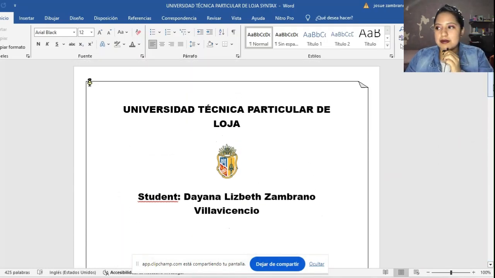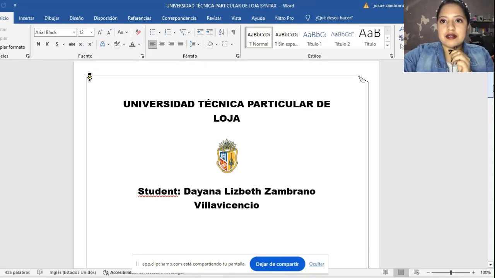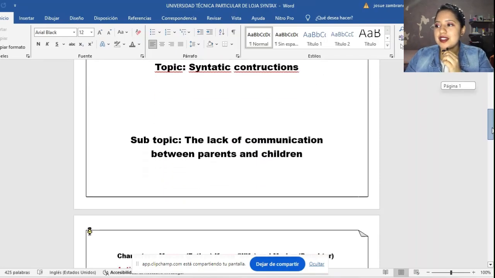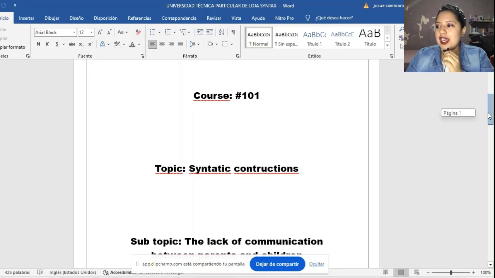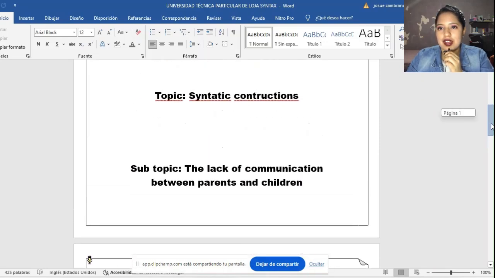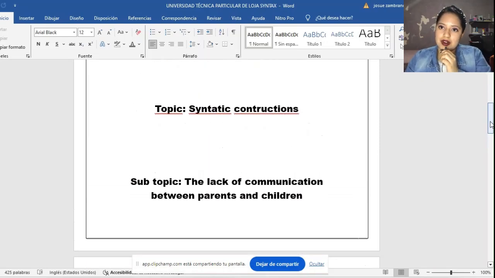So, dear teacher, this was my explanation about some syntactic structures in a story about the lack of communication between parents and children. Thank you so much.